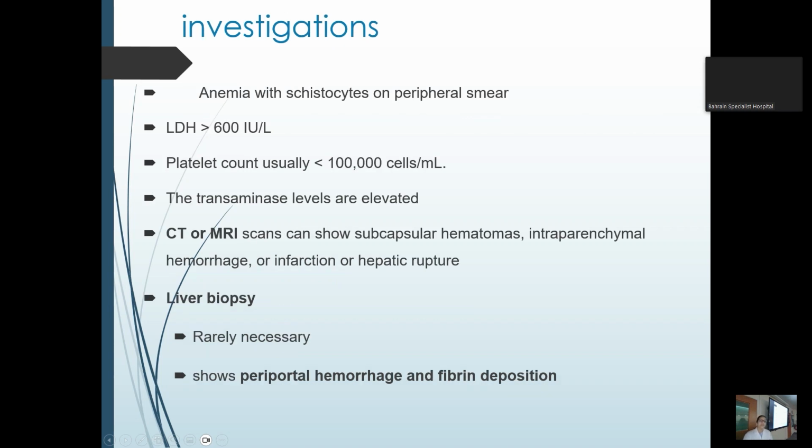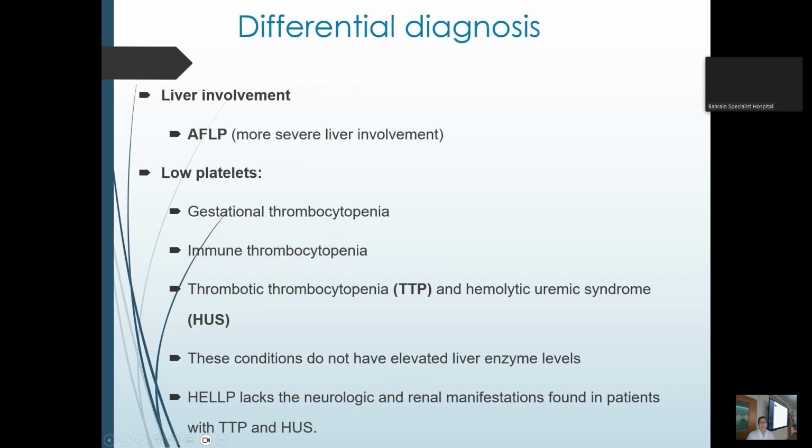Investigations show anemia with schistocytes on the peripheral smear. LDH is more than 600. Platelet count is usually less than 1 lakh. The transaminase levels are elevated. CT or MRI scans show subcapsular hematomas, intraparenchymal hemorrhage, or infarction or hepatic rupture. Liver biopsy is rarely necessary. Whenever done, it shows periportal hemorrhage with fibrin deposits.